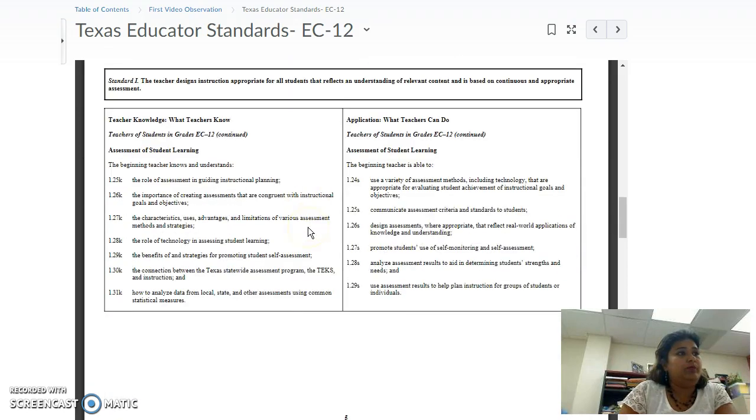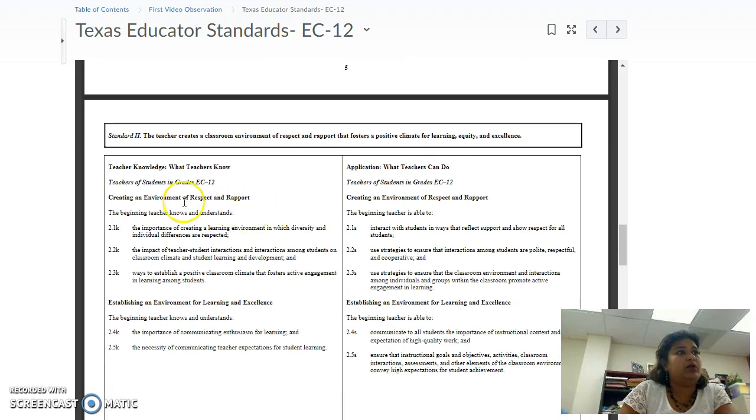If you go down, here is your respect and rapport. You can pick and choose. Basically, this says what the teacher should know and understand and how the teacher is going to show it.